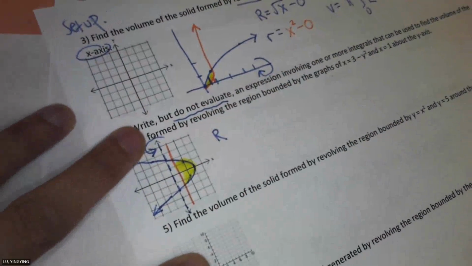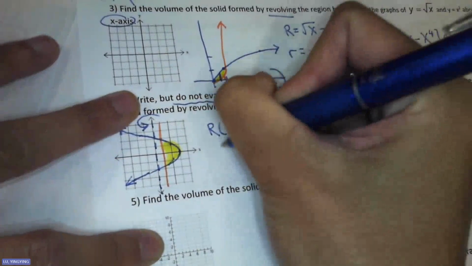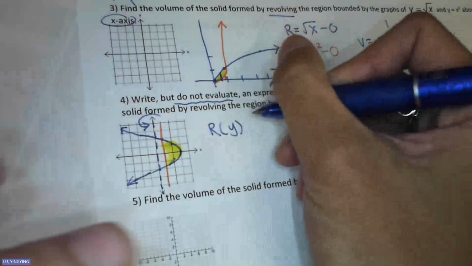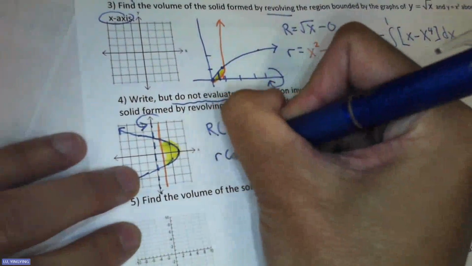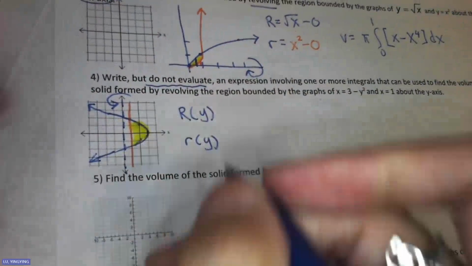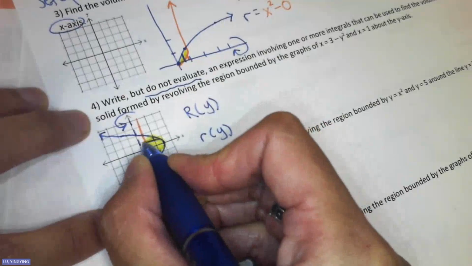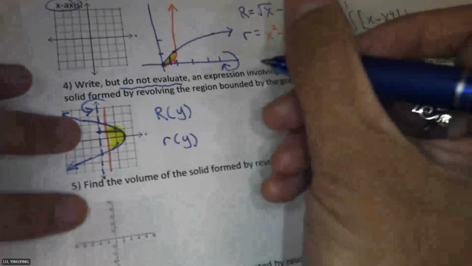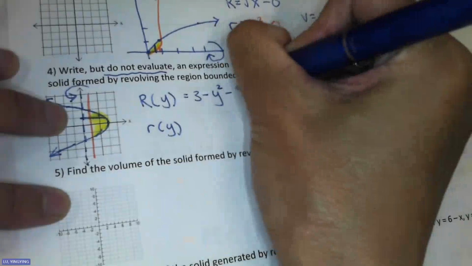Who minus who? 3 minus y squared minus 0, yes. And then you are allowed to write y of r here, and then r of y, that's what I meant. R of y, big R of y, and then small r of y, because all we need to do is just do the setups. If you don't want to do that, that's okay. Your big R of y is curve minus the axis of revolution, the whole thing, right? Which is 3 minus y squared minus 0.